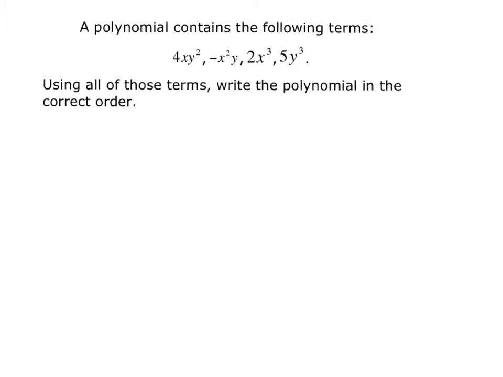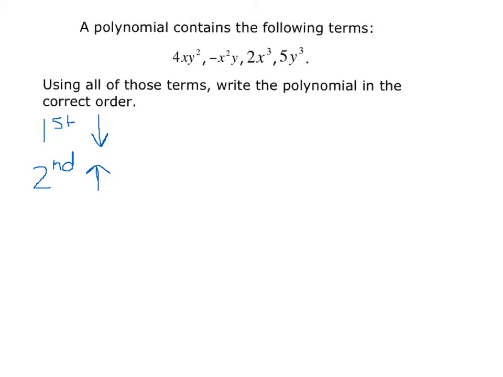When writing a polynomial in the correct order, we want to make sure that the variable that comes first in the alphabet amongst all the variables in the polynomial is written in descending order, while the variable that comes second or later in the alphabet is being written in ascending order, or it increases as it goes through. So let's look at these terms.